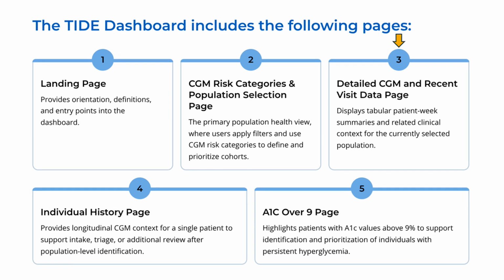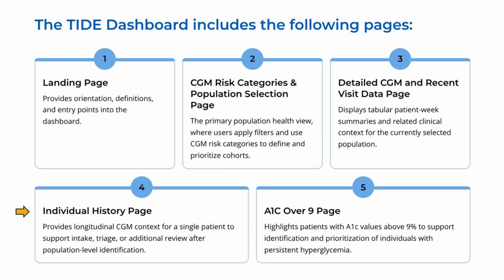The detailed CGM and recent visit data page displays tabular summaries for the currently selected population. It brings together CGM metrics and recent visit context to support patient-level comparison and prioritization. The individual history page provides longitudinal CGM context for a single patient. It's often used after population-level identification to support intake, triage, or deeper review.